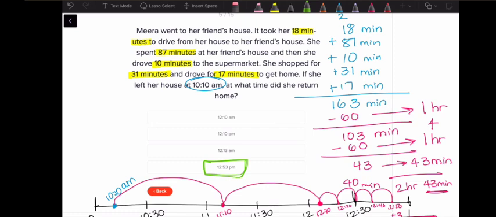Another way you could do this, and again, I stick to the method of timelines because they're very helpful regardless of what time word problem you have. But once you knew that you had 2 hours and 43 minutes, you could also take the initial time of 10:10 and add the 2 hours and 43 minutes, and you would once again get 12:53. Now, why didn't I go directly to this? It's honestly just a force of habit of doing the timeline.